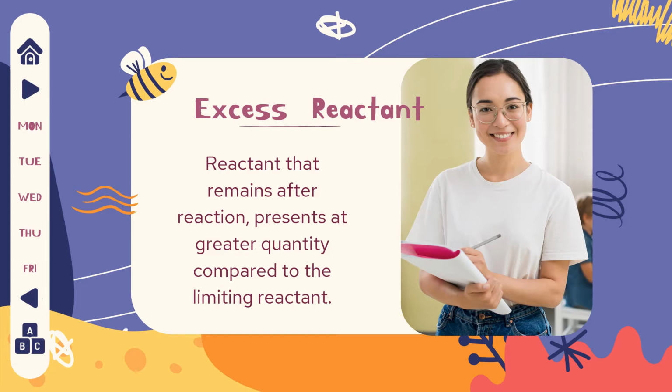Okay, usually this excess reactant will present at greater quantity compared to the limiting reactant. Biasanya bilangannya lebihlah berbanding limiting reactant. Okay, itu adalah limiting reactant dan excess reactant. Now, macam mana kita nak kenal pasti sama ada reactant tersebut adalah limiting reactant atau excess reactant.